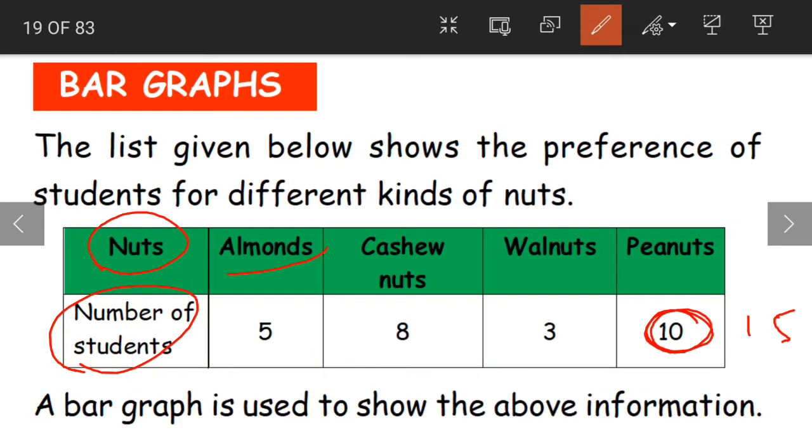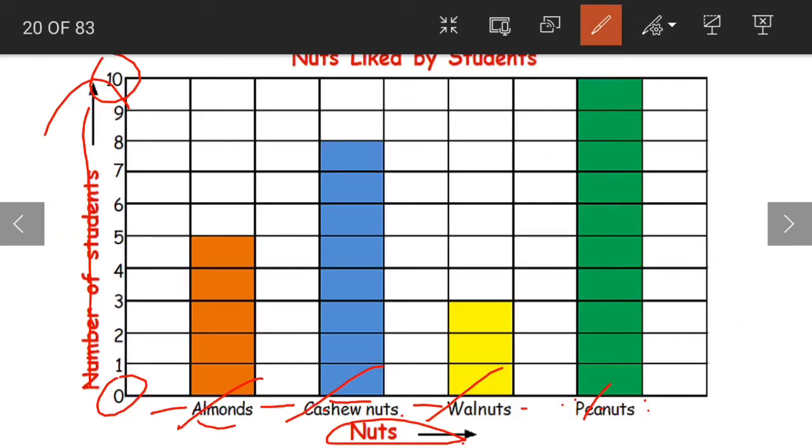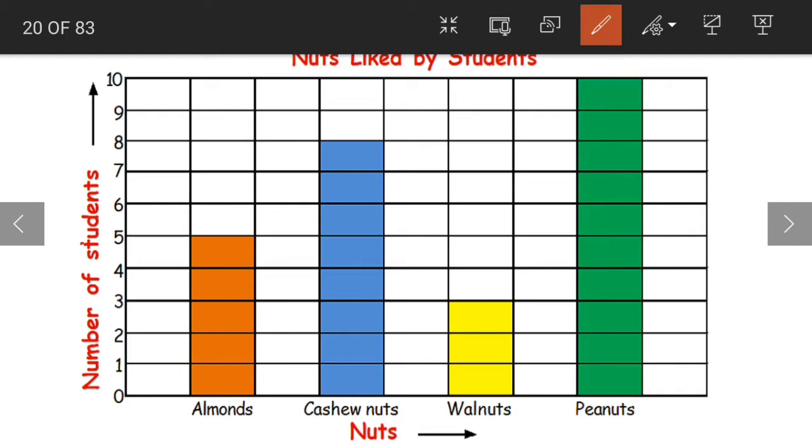Now coming to the first one, almonds. 5 students like almonds. So for almonds, how many students like them? 5. So here is our 5. So draw a bar like this till 5.